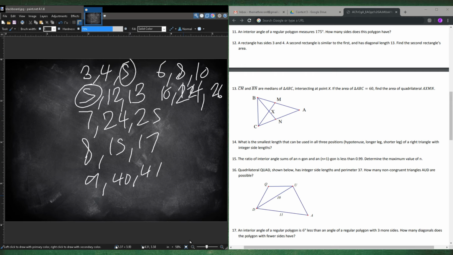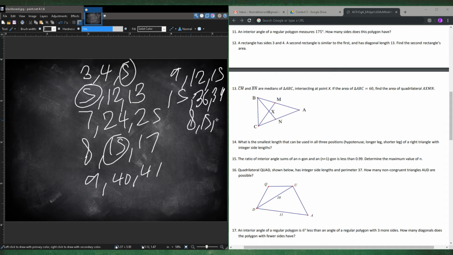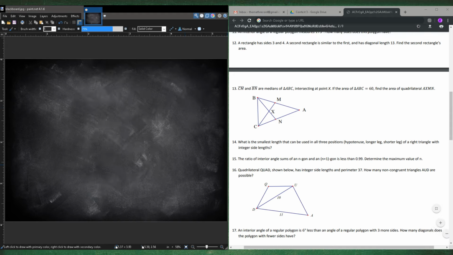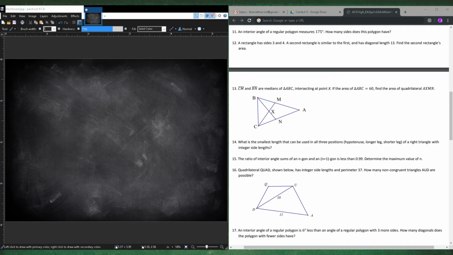Then what you could technically do is, since it has to be a 5, it just has to be a 5x multiple. The 5x multiple in the middle is 15. So you could put 9, 12, 15; 15, 36, 39; and you have 8, 15, 17. It could be used for the smallest, the second smallest, and the hypotenuse. The answer is just 15. So the answer for 14, the smallest length that can be used for all three positions, is 15.